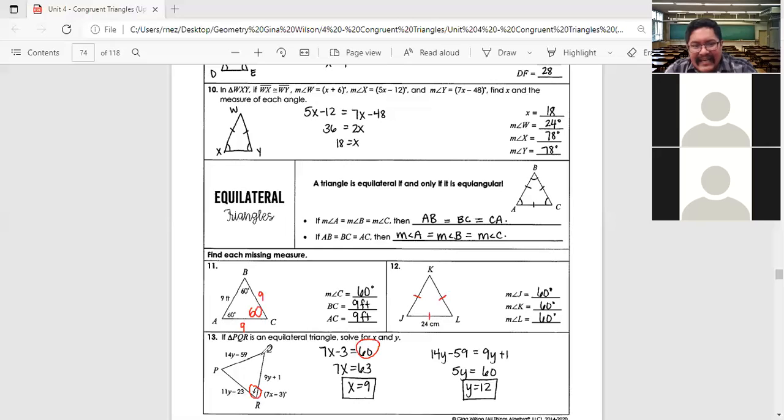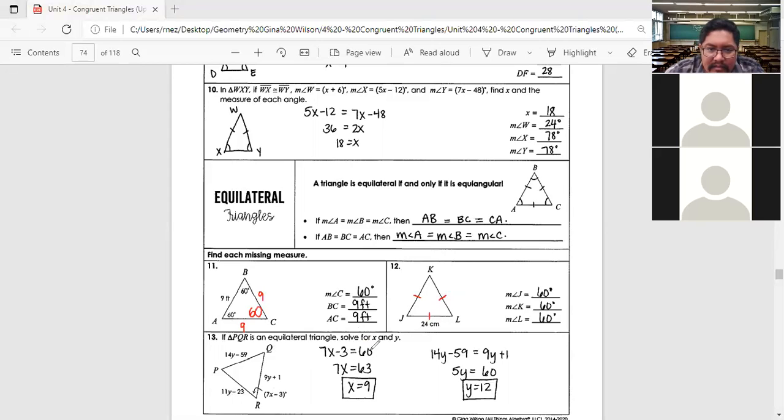It doesn't say 60 degrees anywhere on this picture. What we have to do is know that it would be 60 degrees. That's why we put the 60 here. So set that 7x minus 3 equal to 60, and that should give us the value we need for x to make this equal 60.